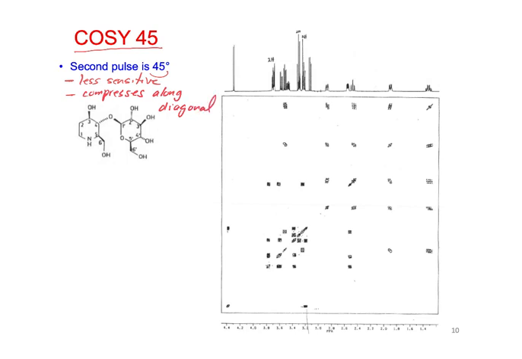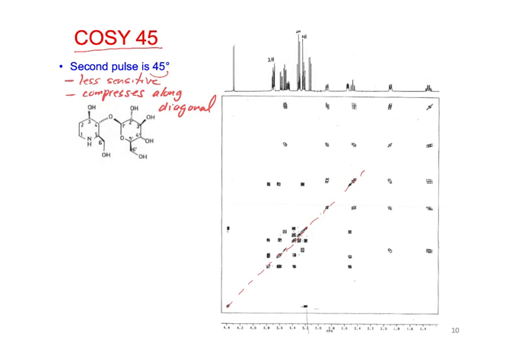Meaning that along this diagonal right here, sometimes when we get in close, especially when it's kind of crowded here, there'll be a lot more off-diagonal noise and stuff. So this makes it easier to observe couplings that are close to the diagonal, which we had a hard time with on the previous one, right?